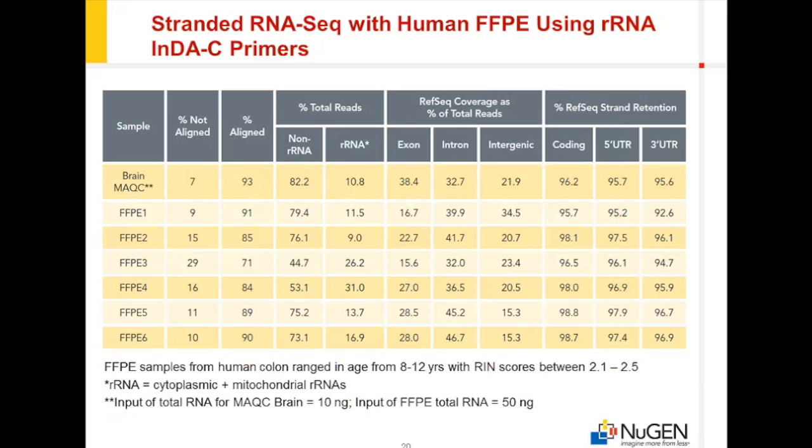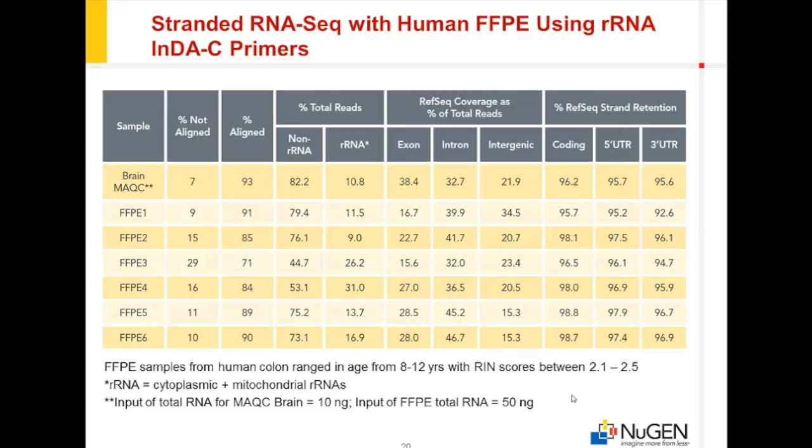We've also developed a form of this product that's specific for work with human FFPE samples. FFPE stands for formalin-fixed paraffin-embedded samples. It's a very common approach for preserving and stabilizing human samples, in particular for cancer research. The results in this table represent data from our RNA-Seq analysis pipeline. We've generated these results with FFPE samples from human colon samples from 6 different patients. These samples range in age from 8 to 12 years and have RIN scores between 2.1 and 2.5. RIN score is generally an indicator of how degraded the sample is, which is typical with FFPE material.